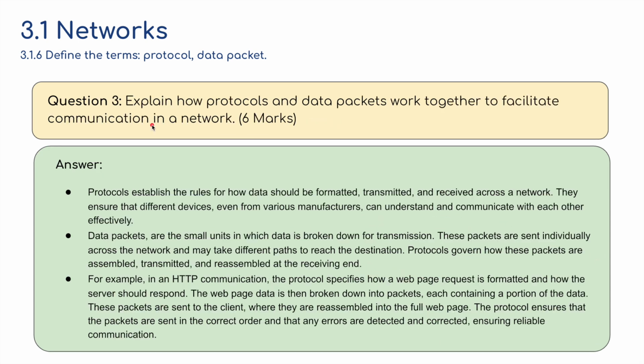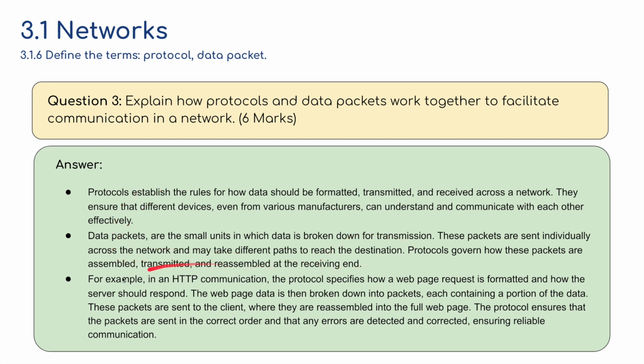2, a little bit more detail. Protocols establish the rules for how data should be formatted, transmitted, and received across a network. They ensure that different devices, even from various manufacturers, can understand and communicate with each other effectively. Data packets are the small units in which data is broken down for transmission. These packets are sent individually across the network and may take different paths to reach the destination. Protocols govern how these packets are assembled, transmitted, and reassembled at the receiving end.